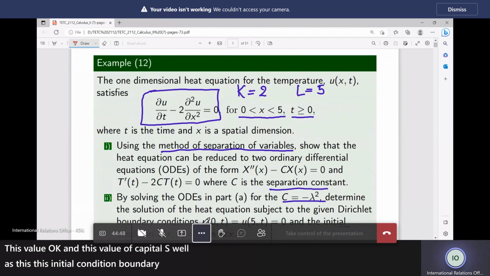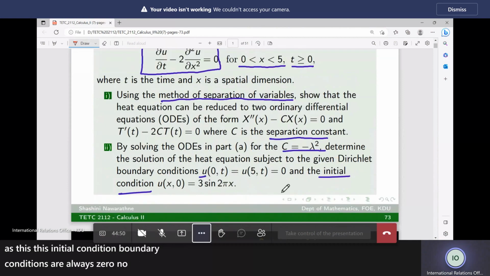Boundary conditions are always 0, no? The initial condition, those 3 will be changed. So you have to obtain the answer according to that problem. You have to go through all these steps to obtain the final answer. If some part was missing, full marks were not given. So this is the way of solving the heat equation.